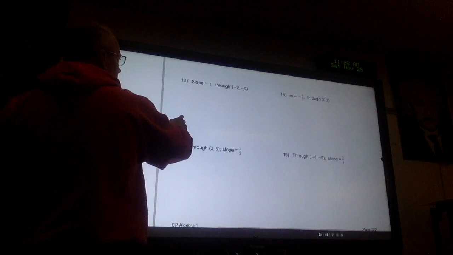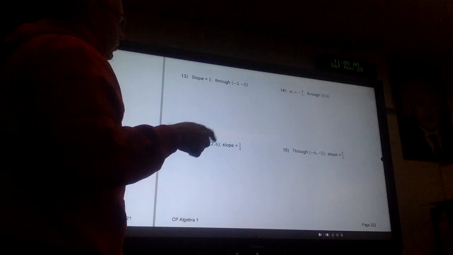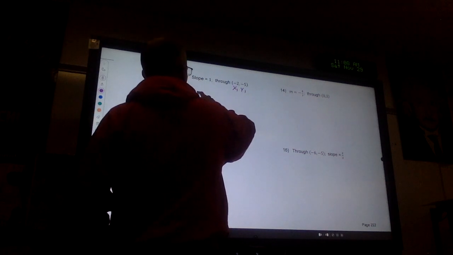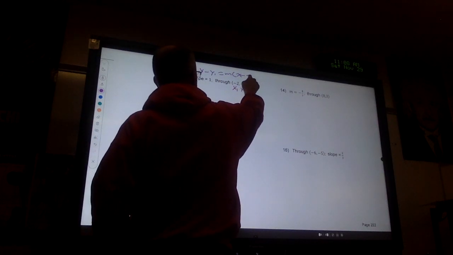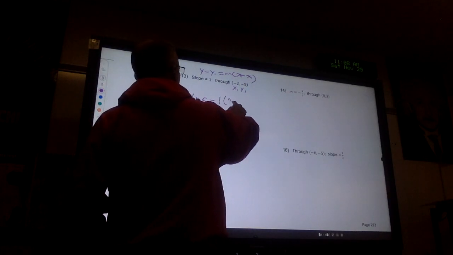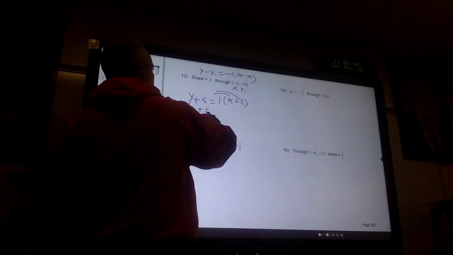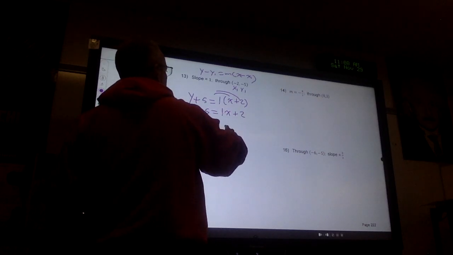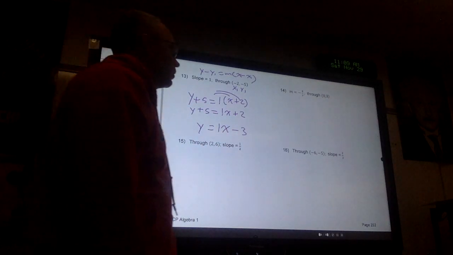And let's take a look at these last 4. So we have a slope of 1, it goes through this point, so I'm going to use x1, y1, using point slope. So I'm going to get y plus 5 equals 1, x plus 2. Let's distribute the 1 over the parentheses. So I get 1x plus 2, subtract 5 from both sides. And you can keep it as 1x or you can leave it as x, it's your choice.